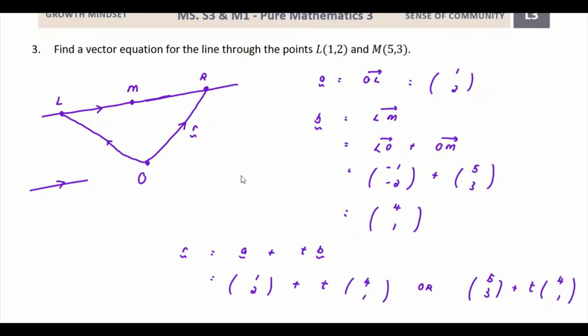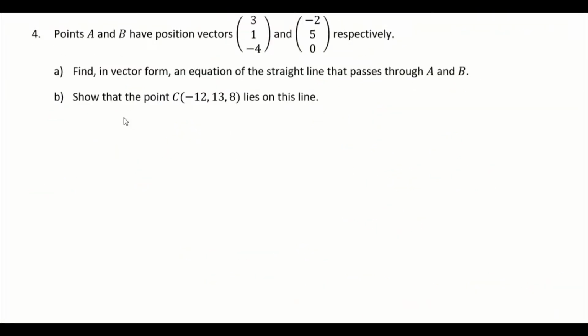All right, so let's continue to number 4. Points A and B have position vectors of 3, 1, -4 and -2, 5, 0 respectively. Find in vector form the equation of the straight line that passes through A and B. It's the same idea as the previous question. You can try to draw it first so that you can understand better. Let A be here, then B be here, and this is your R. For an easier course, we just use the first point here, so we have the origin here. So OA and then AR, sorry, OR.